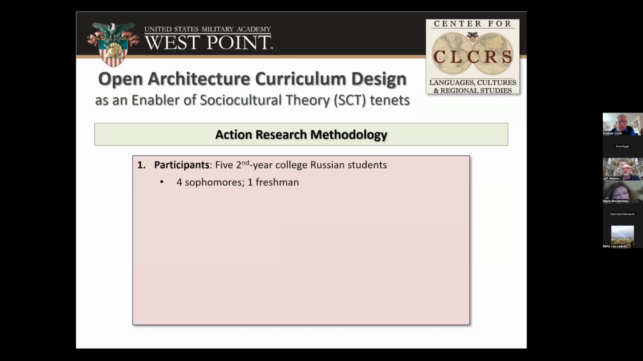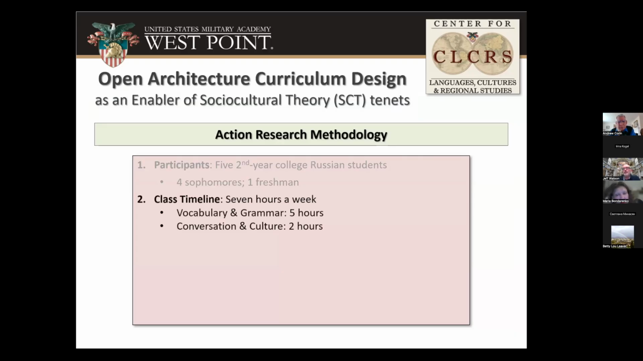The research methodology was a small class, 4 sophomores, 1 freshman. We met 7 hours a week. 5 of those were, of course, dedicated to mostly vocabulary and grammar, but we also had 2 hours dedicated to conversation and culture.